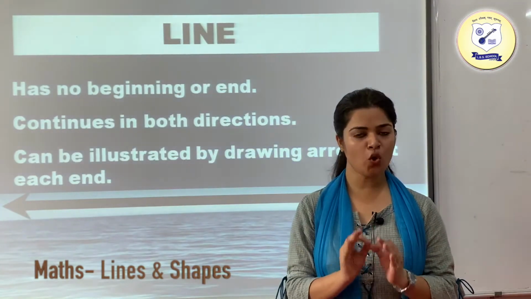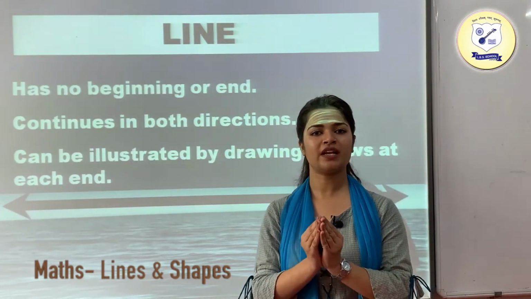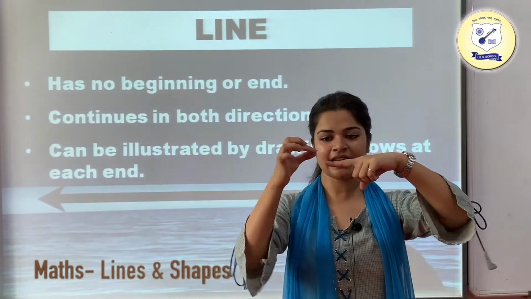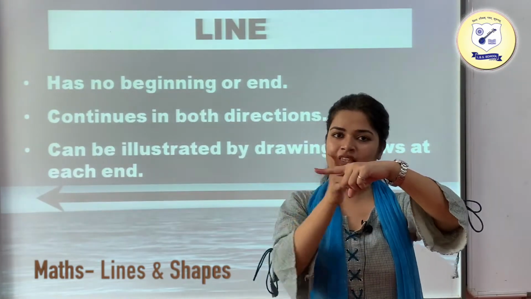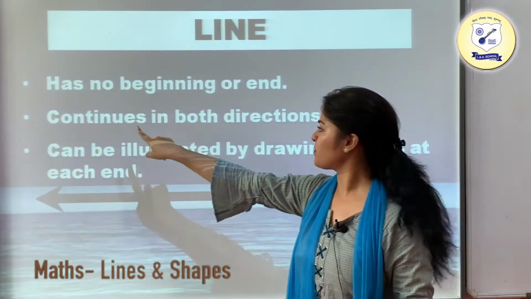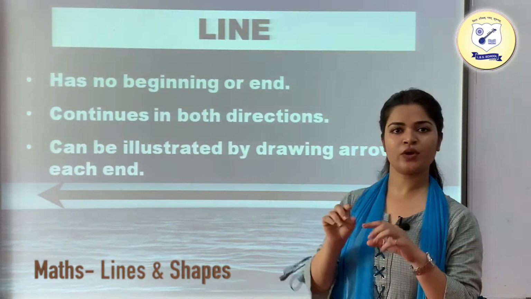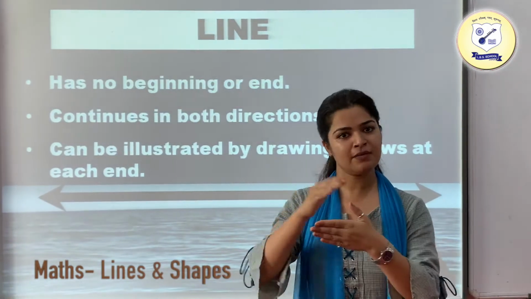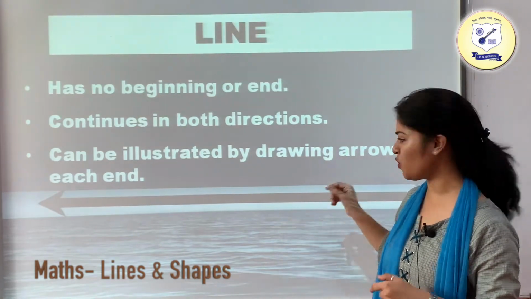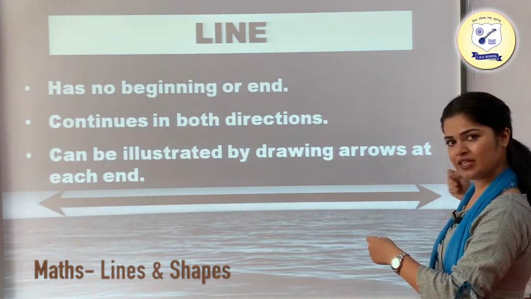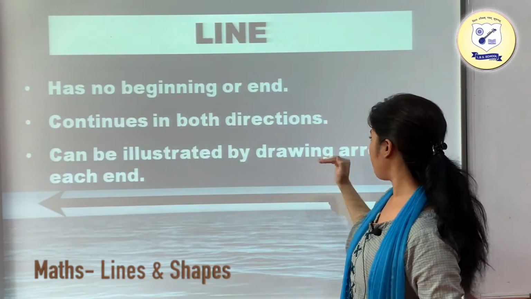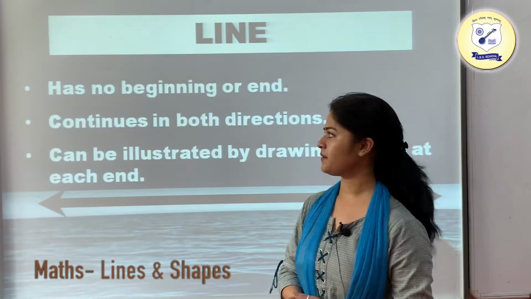A line has no beginning and no end. As I have told you, a line can be elongated in both the directions. Suppose I am having this line, I can elongate it in this direction and also in the backward direction. So it has no beginning and no end, and continues in both the directions. That's why we are having an arrow on both sides of this line. If you want, you can elongate it in this direction also and in that direction also. So it can be illustrated by drawing arrows at each end.